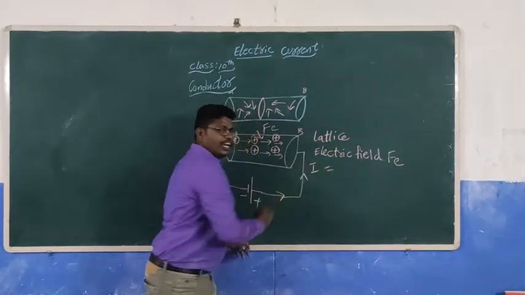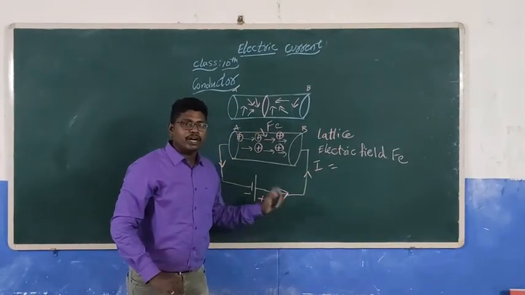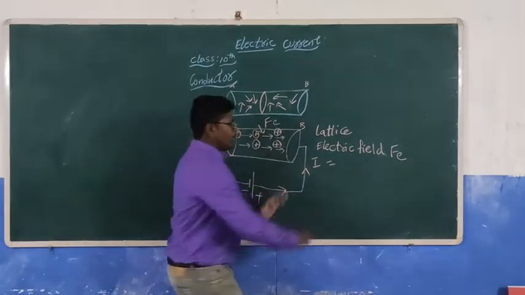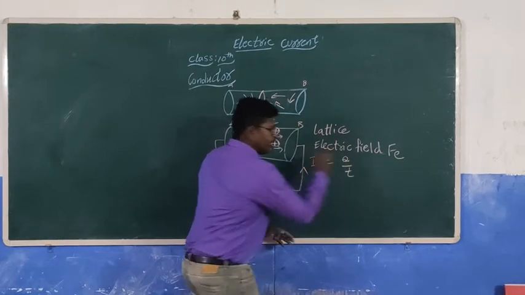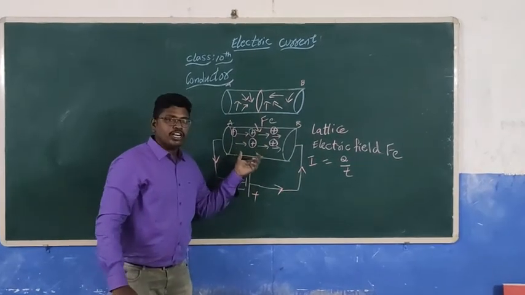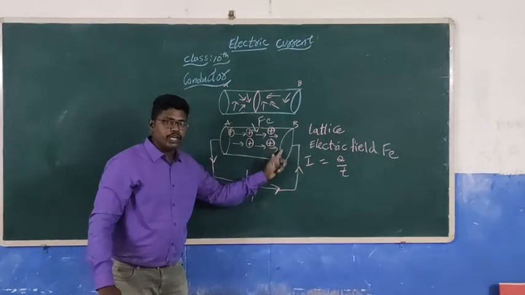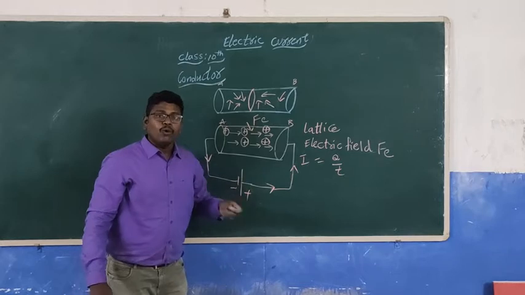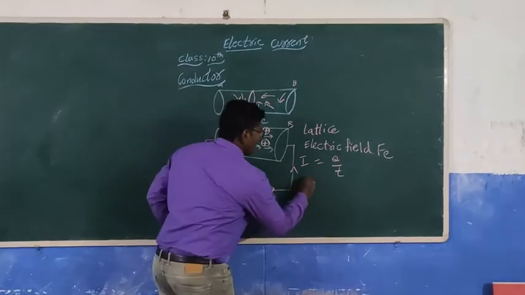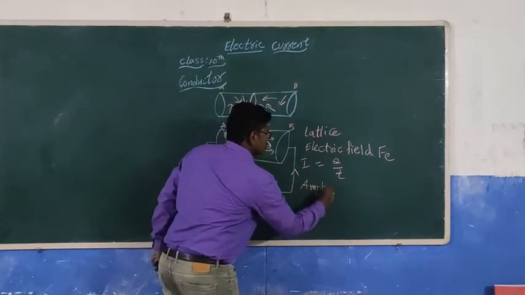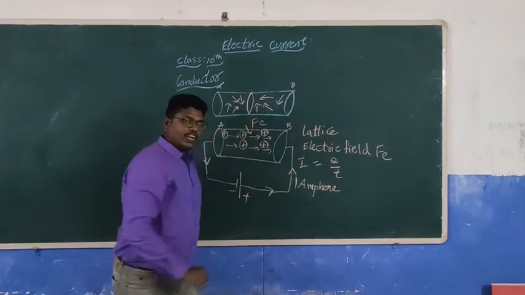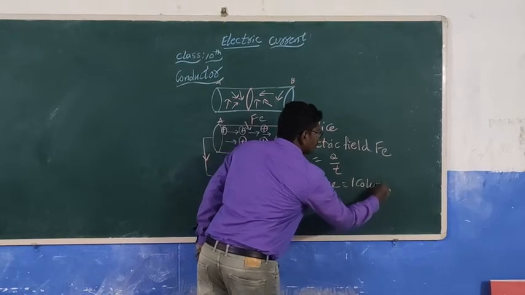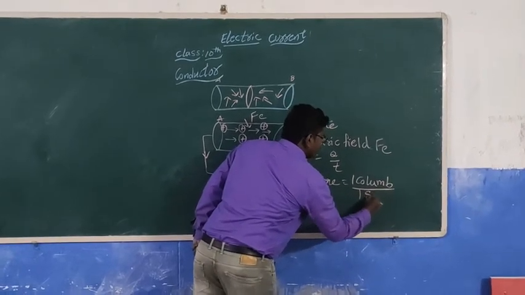So here we can define current. Current is nothing but the flow of charges per unit time, that is Q by T. So in this, what you understand is charges are moving from A to B per unit time. What do we call that? Current, electric current. What is the SI unit of electric current? Ampere. The SI unit of current is ampere, that is 1 ampere equals 1 coulomb by 1 second.